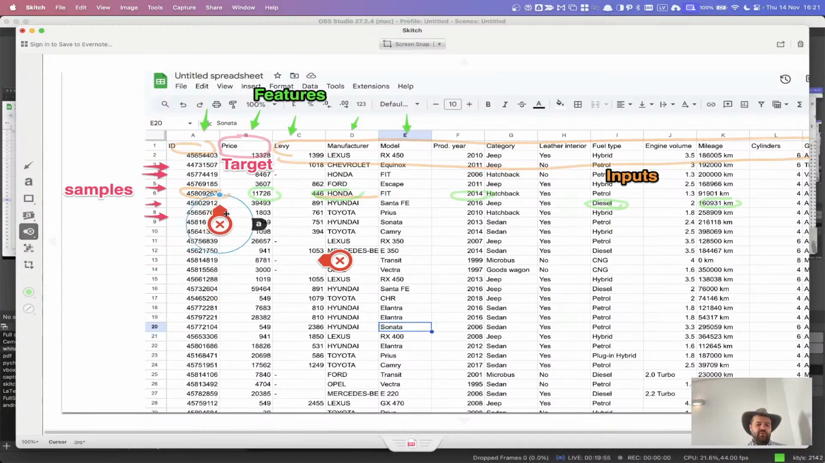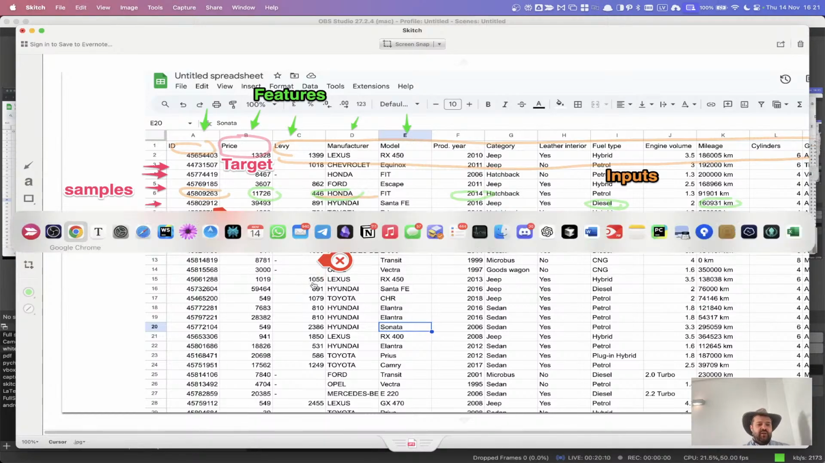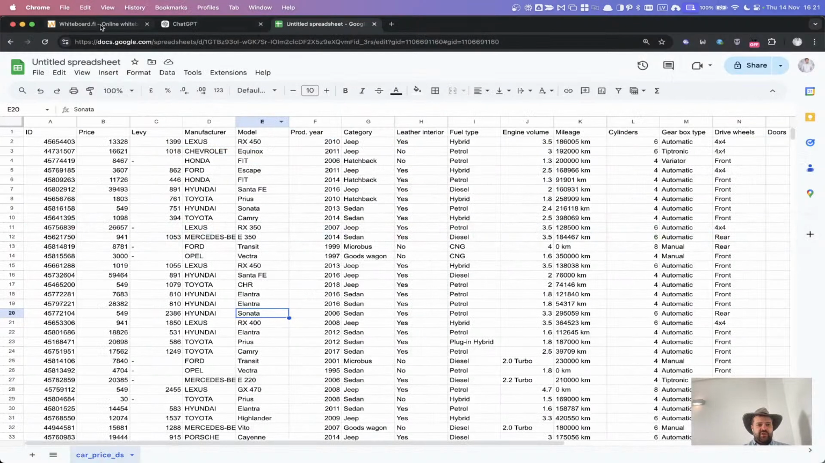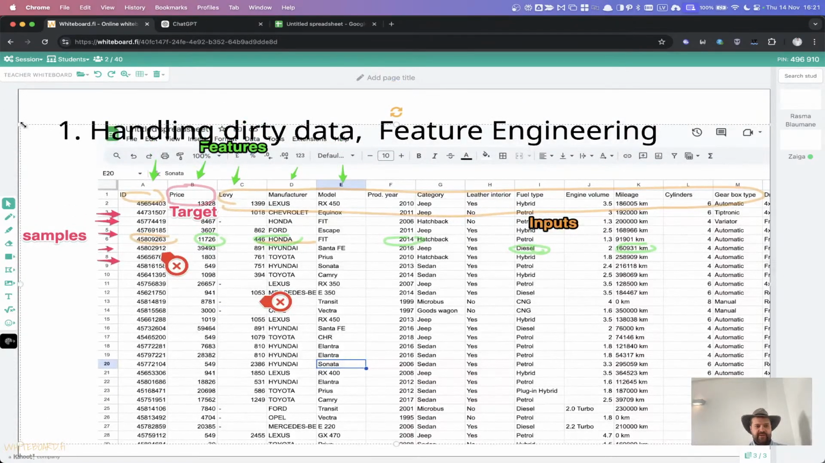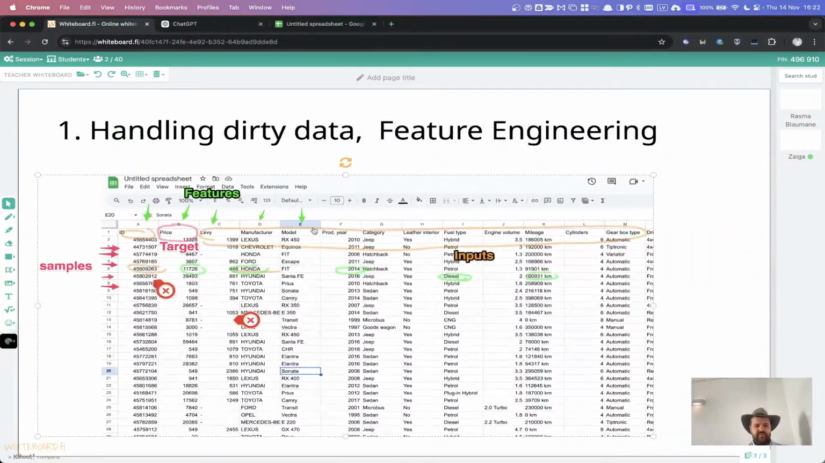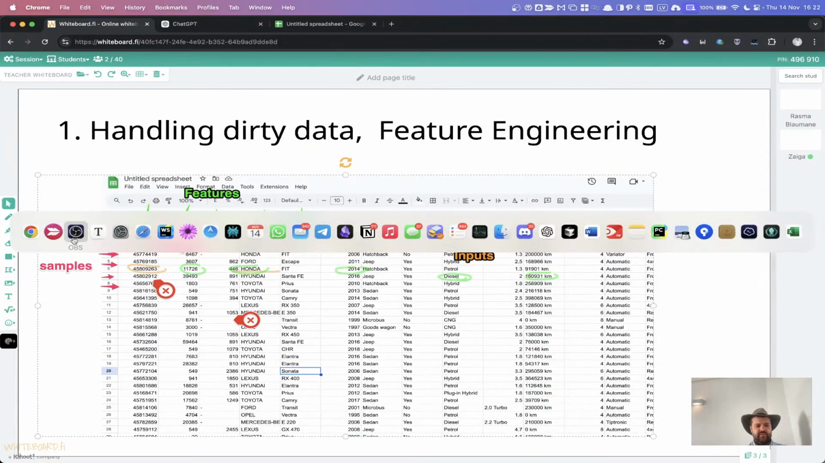So you need to use a little bit of your expert knowledge, and even if you're not sure whether something is usable or not, you try it out. You try to remove this, you try to add it back and see what the results are. This would be the feature engineering and the handling of dirty data. We will explore this more. I will try to do this step by step also in ChatGPT, and you could do the same in Excel or Google Sheets.